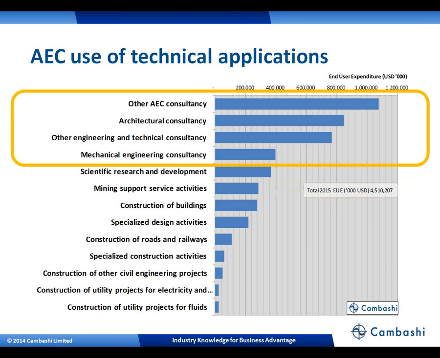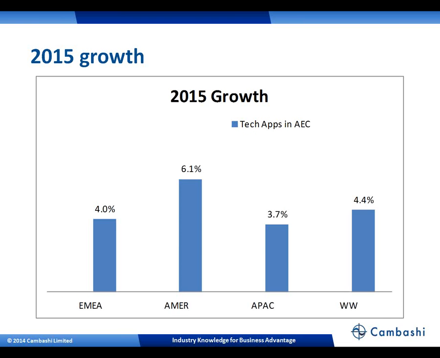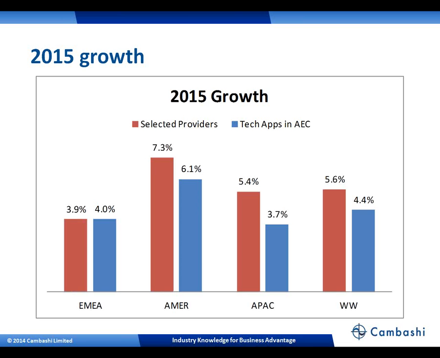And when you look at the spend distribution, you can see that most of it is by firms in service and consultancy sectors. Anyway, back to target setting. Here's the same technical application spend data shown by growth measured in US dollars in each region in 2015. This is the way that we looked at our selected providers. Let's add them back in. Here they are.